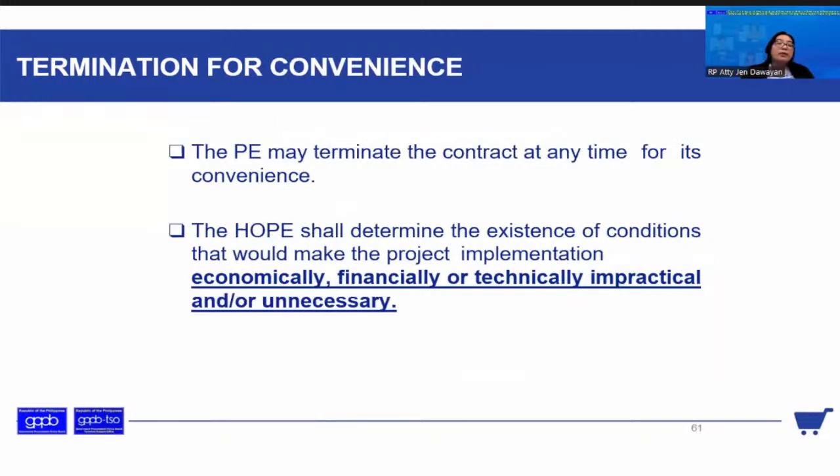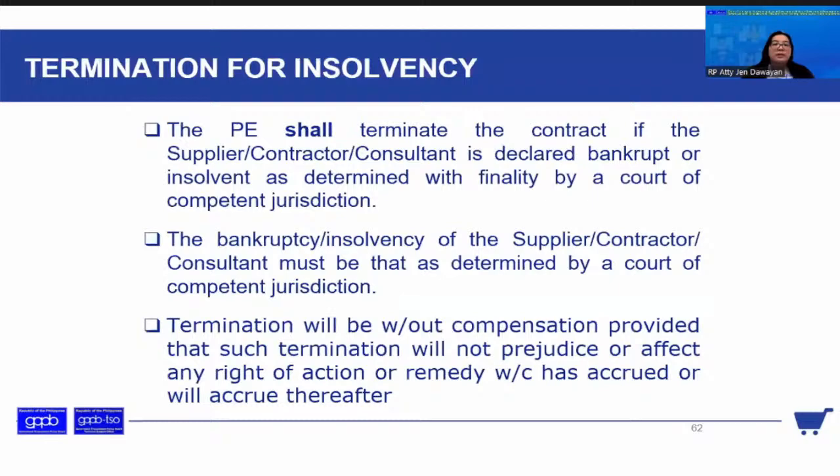The second type of termination is termination for convenience. For example, the procuring entity may terminate the contract at any time at its convenience, if it has determined that the project would no longer be economically, financially, and technically feasible, and is unnecessary. So for example, there are certain conditions that have affected the feasibility of the project. In that case, it can be terminated for convenience.